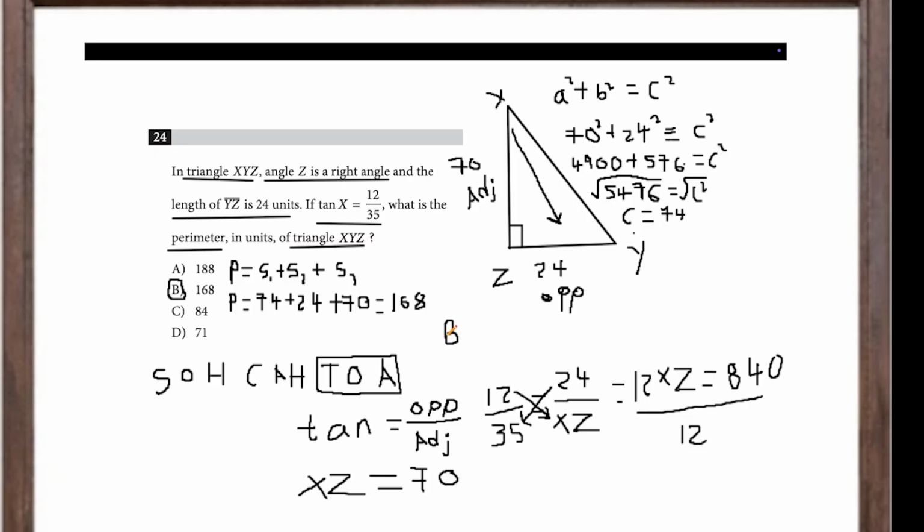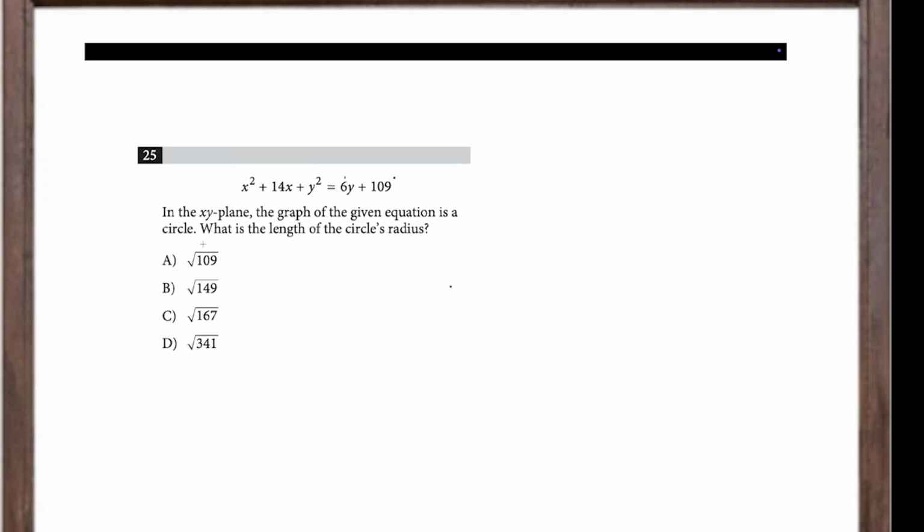Very simple question. You just have to understand your trig ratios and how to convert the proportions. So here we have a circle problem. It says in the xy plane, the graph of the given equation is a circle. What is the length of the circle's radius?